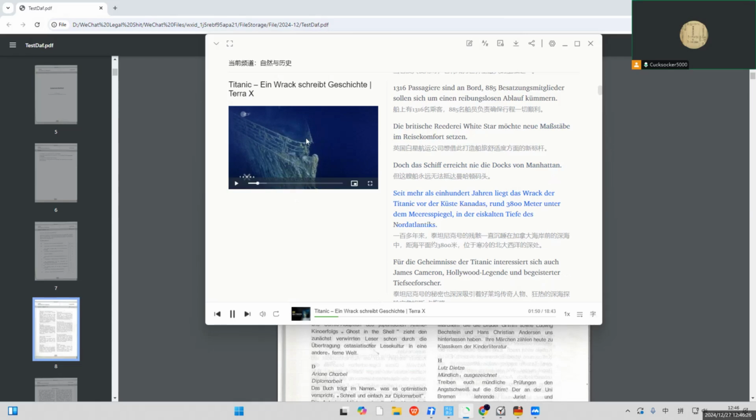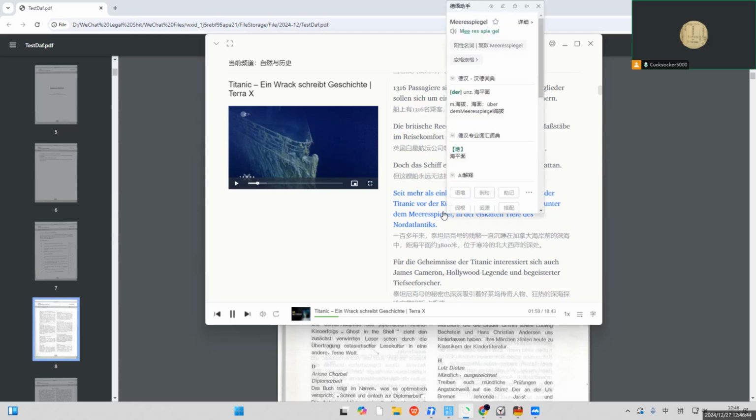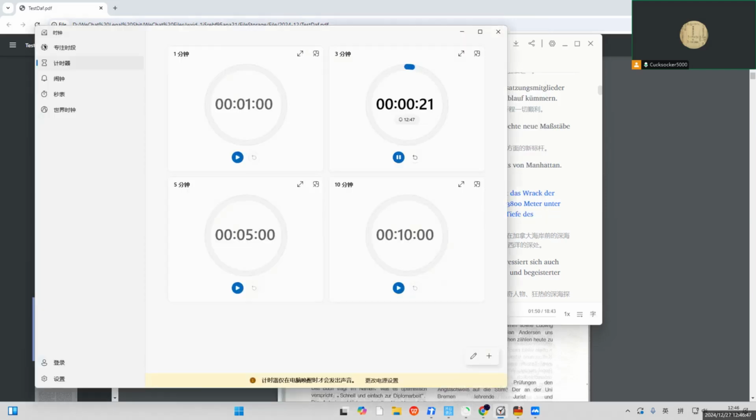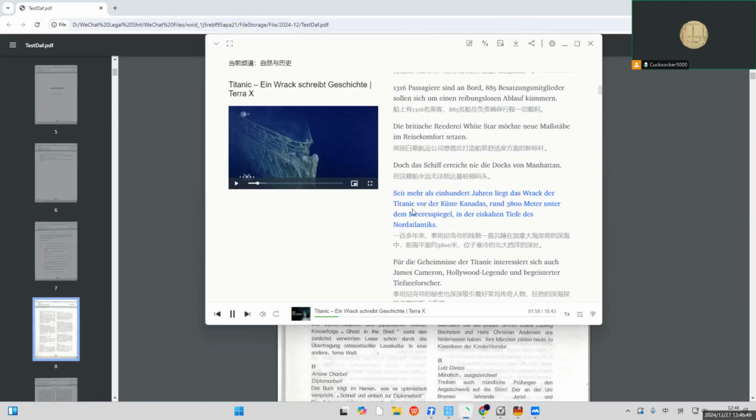Okay, I understand, like, the shipwreck lies in the ocean, and there's the 38. I don't know Meeresspiegel. I understand there's a Spiegel. It's like mirror, but I don't understand whether it's yeah. There's a mirror. Okay, let's take a look at it.